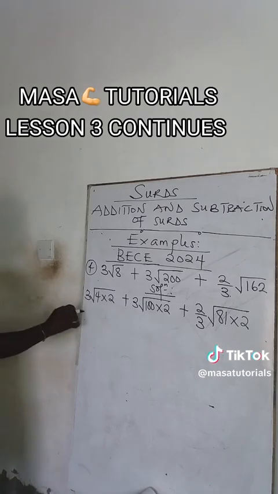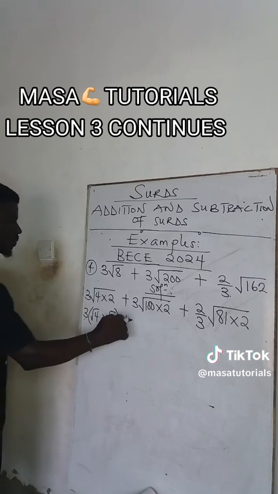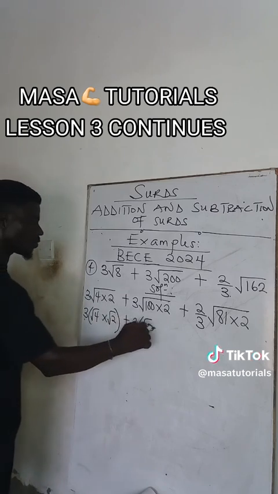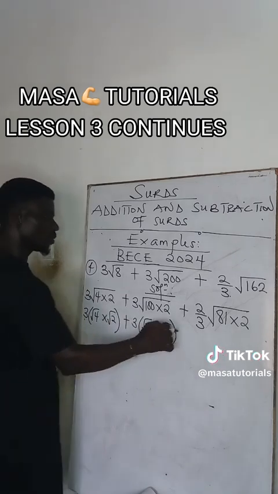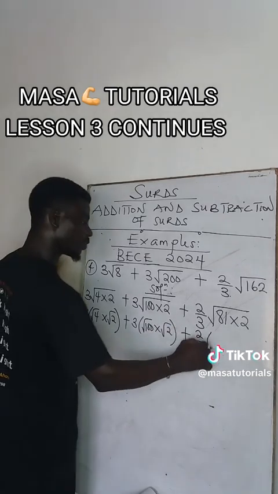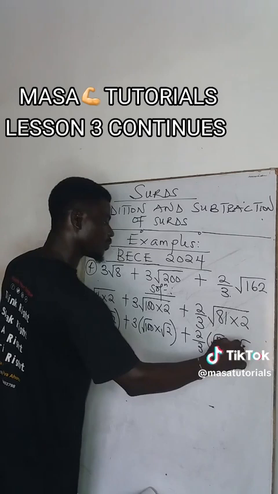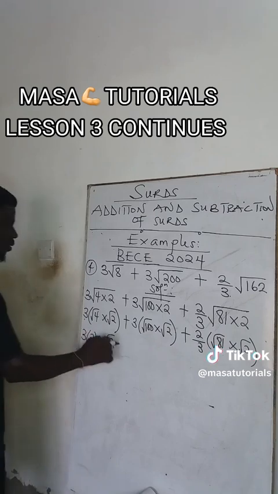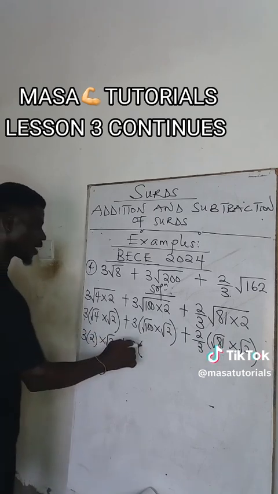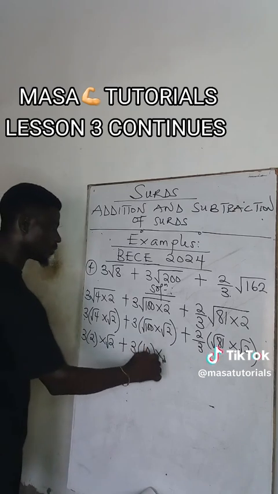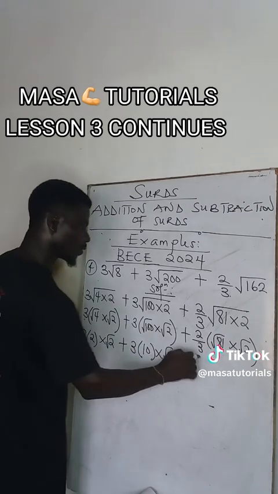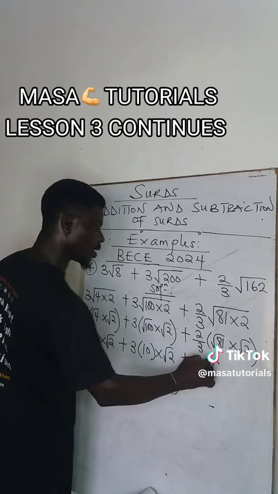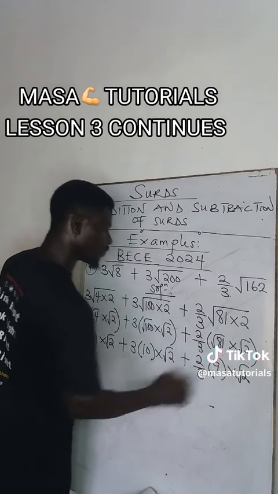So let's split. We get 3 times square root of 4 times square root of 2, plus 3 square root of 100 times square root of 2, plus 2 out of 3 square root of 81 times square root of 2. Now square root of 4 is 2, so 3 times 2 times square root of 2, plus 3 times square root of 100 which is 10 times square root of 2, plus 2 out of 3. Square root of 81 is 9 times square root of 2.